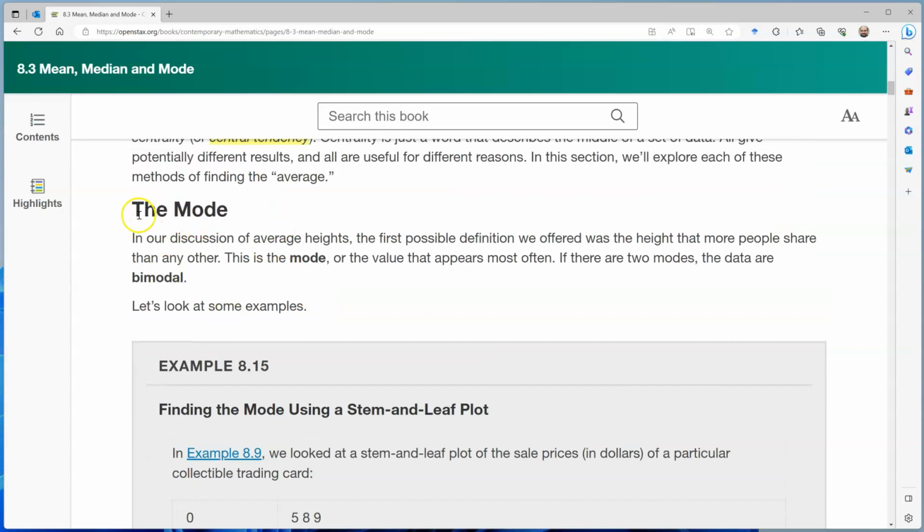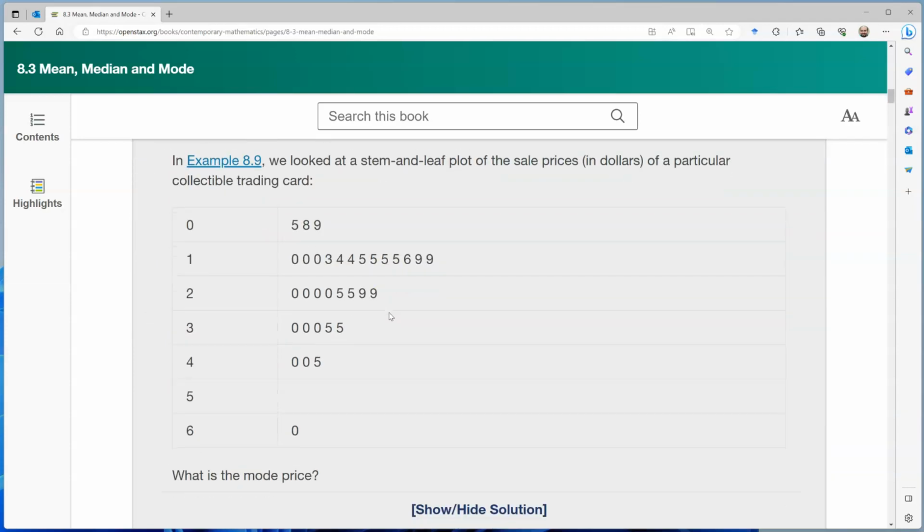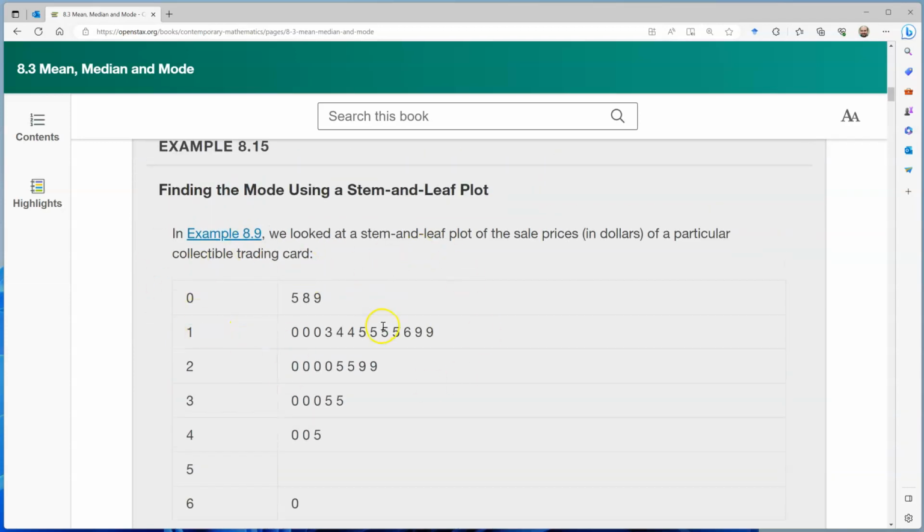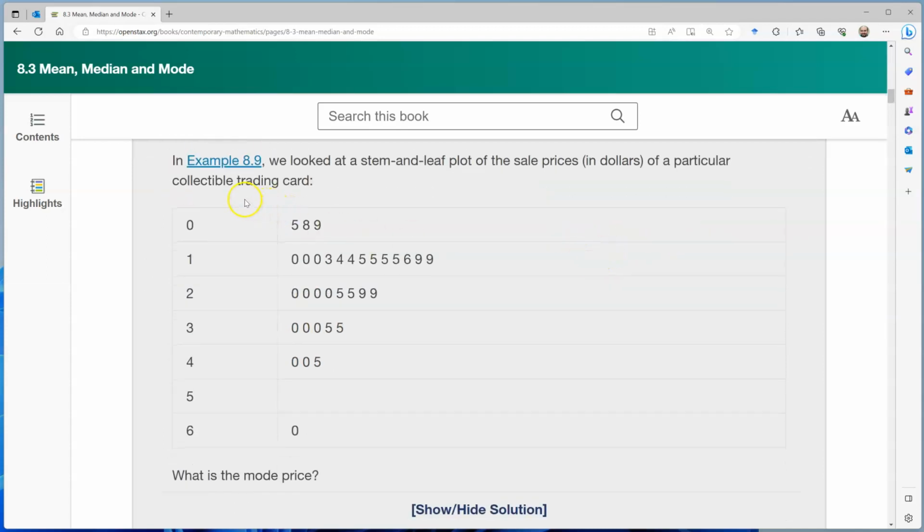So we'll start by looking at our first measure of central tendency, which is the mode. I like to think it rhymes with most. So mode, most, or they both at least start with M. So which data point occurs most often in a set of data? Here we have this stem and leaf plot for the sale price of a particular collectible trading card. And so we've got $5, $8, $9, we've got several $10, $14, $15. So which occurs most often?